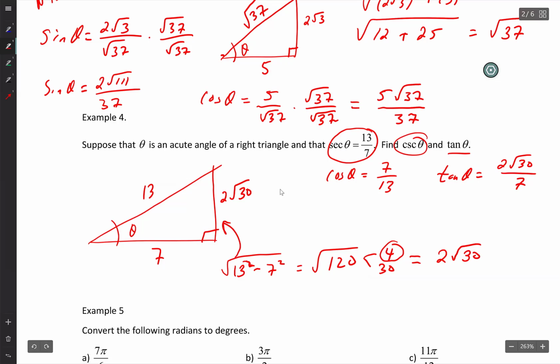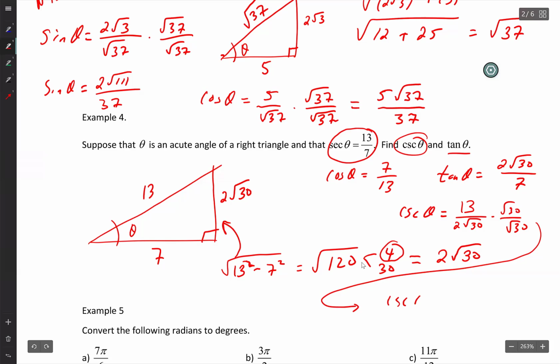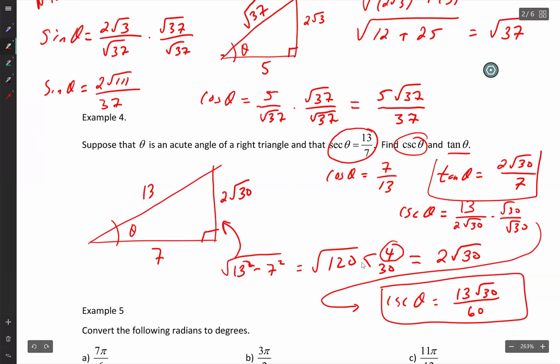And now let's do the cosecant one. Cosecant is the reciprocal of sine. So sine would have been 2 square root of 30 over 13. So now do the reciprocal. It's going to be 13 over 2 square root of 30. Now you don't want to see the square root of 30 down there, so let me rewrite it. Cosecant theta is 13 square root of 30 over 2 times 30, which is 60. And I don't think 13 over 60 reduces. So nope, it doesn't reduce. There's my cosecant. This is my tan. And I don't see any errors, so I think we're good, guys.